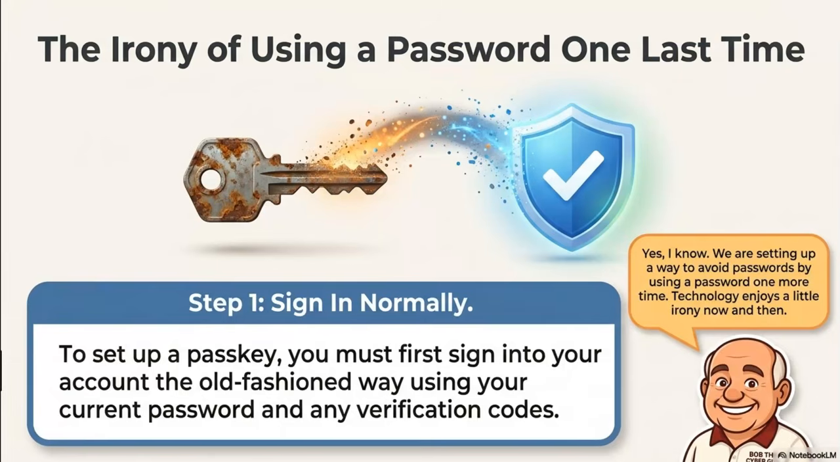The irony of using a password one last time. Step 1. Sign in normally. To set up a passkey, you must first sign into your account the old-fashioned way, using your current password and any verification codes. Yes, I know we are setting up a way to avoid passwords by using a password one more time. Technology enjoys a little irony now and then.